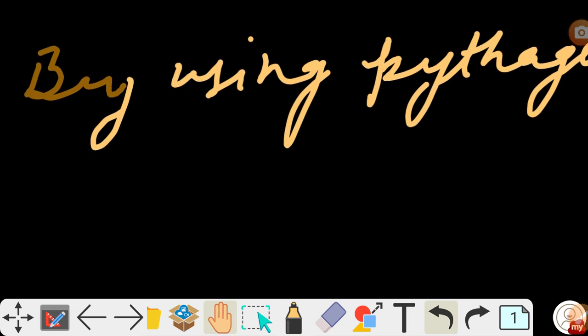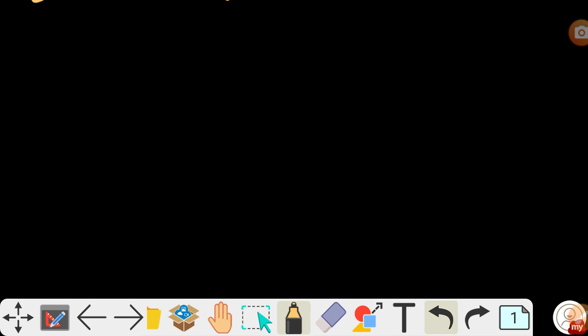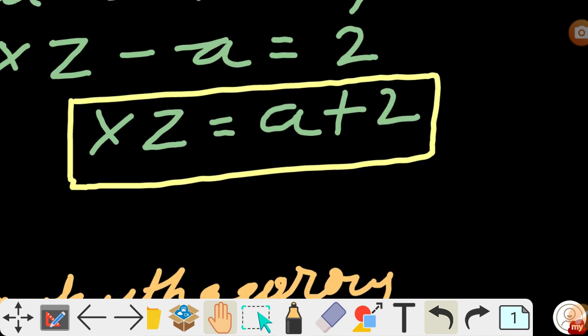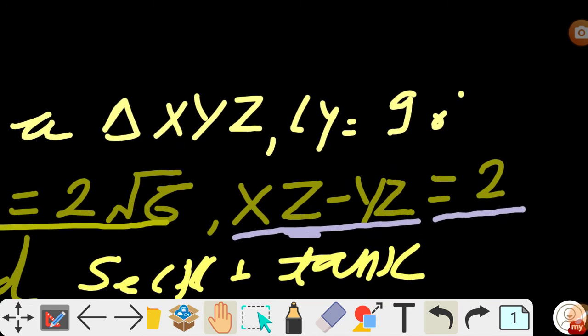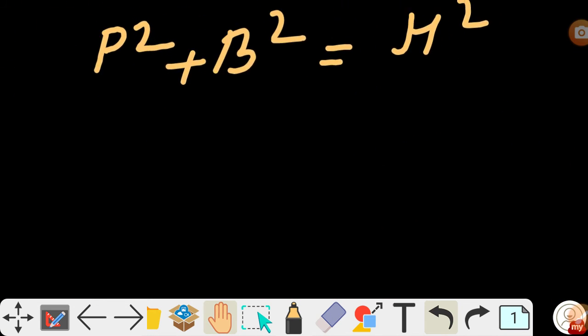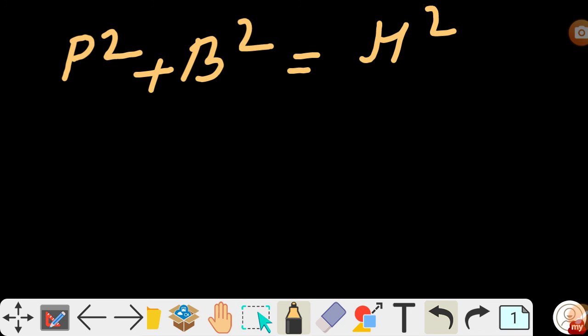So according to Pythagoras, perpendicular square plus base square is equal to the hypotenuse square. The Pythagoras theorem states that the square of the hypotenuse is equal to the sum of the square of the perpendicular plus the square of the base. So here apply the value of P. What is the value of P? Perpendicular. The value of perpendicular, which is XY, we have 2 root 6. So apply here the value of 2 root 6.